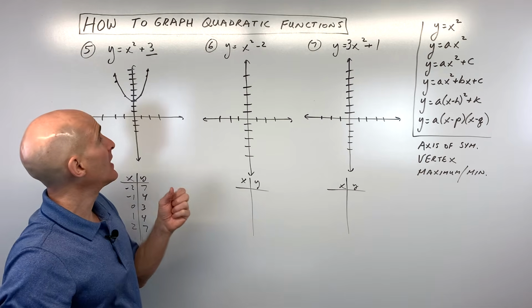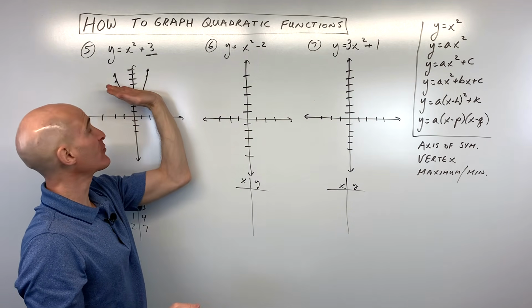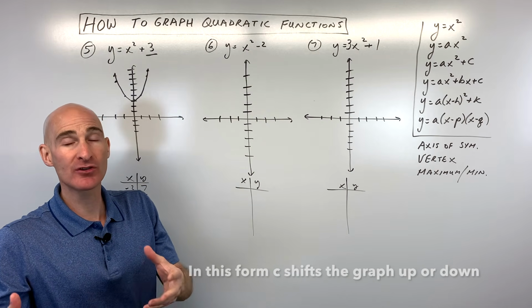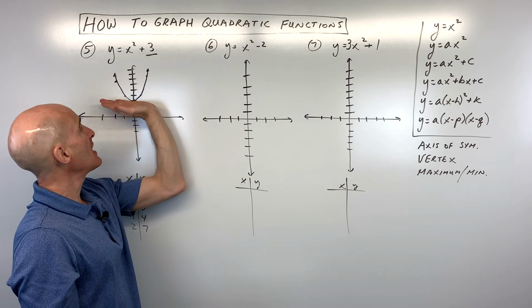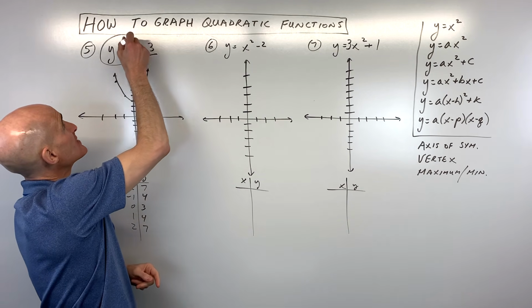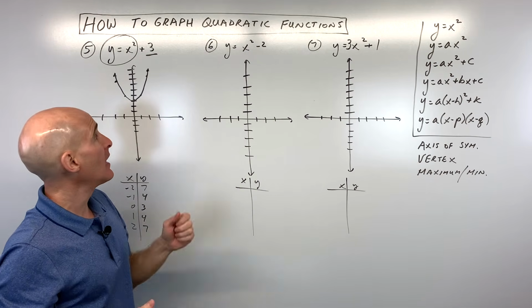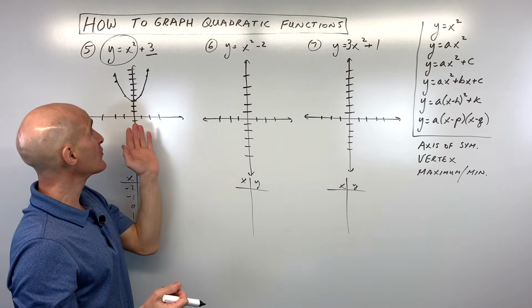So what this did here, the 3, the c value, picked up the graph and it moved it up 3. So that's what we call a translation or a slide or a shift. Usually translation is probably the more proper term, is shifting up 3 units. Now, if you look at this, y equals x squared, that's our basic parent function that we talked about in the very first problem. We just picked it up and moved it up 3. So that's for number 5.